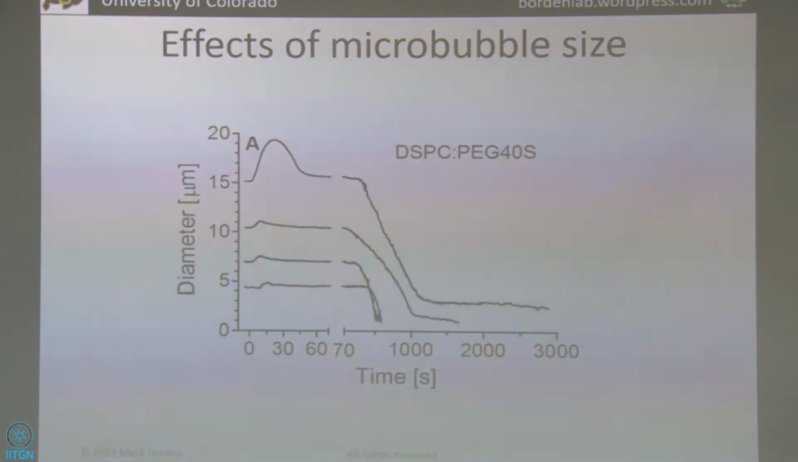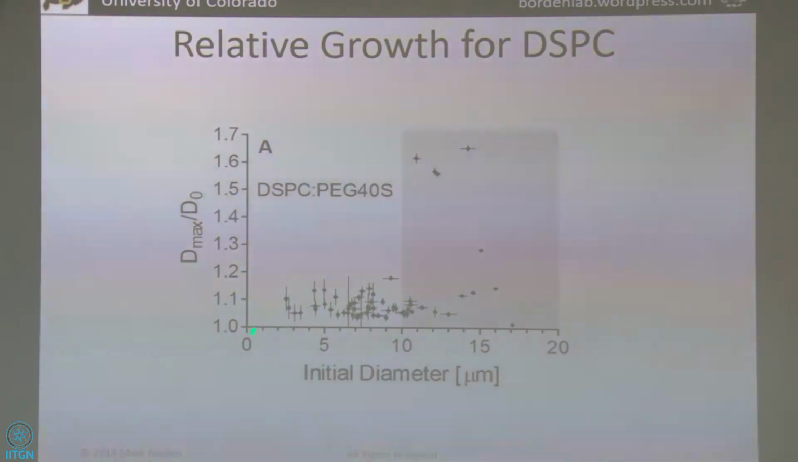So we looked at this: what is the maximum diameter over the initial diameter? So initial diameter versus the ratio of the maximum diameter to the initial diameter. And they were all a little bit larger. The maximum diameter was always a little bit larger, but they all grew a little bit. But at over 10 microns, you got some bubbles that grew a lot and some that didn't grow a lot.